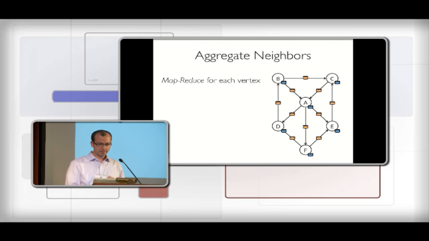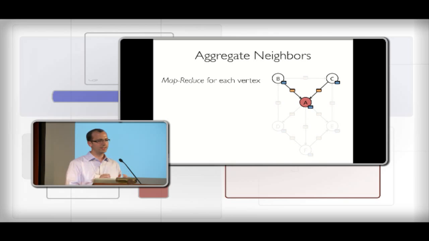So to illustrate this, let's look at just vertex A. So I'm going to think about the computation just on vertex A. And the Aggregate Neighbors function has directionality. So I'm going to just consider the in edges to vertex A. So I'm going to look at this function as though it was run on just the in edges.